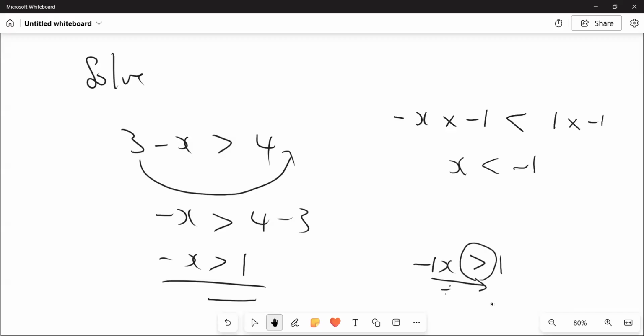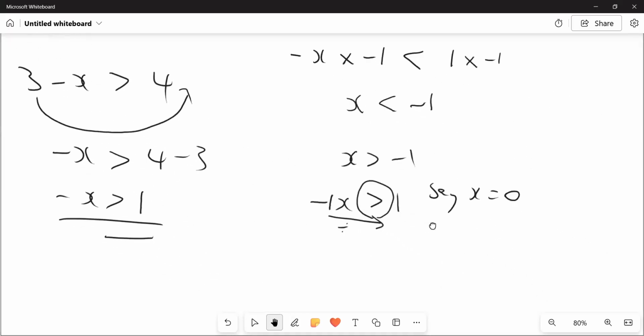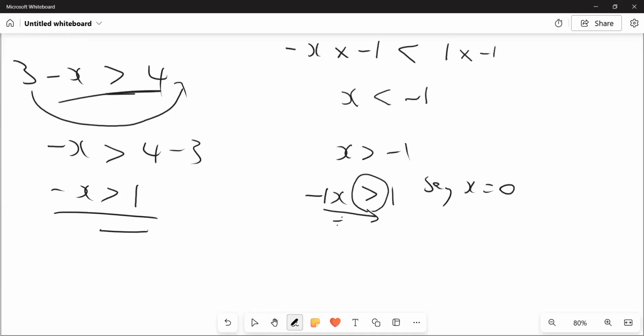And just to show you why you must reverse the inequality sign, let's say you didn't reverse it. So your answer will be x is greater than minus 1. If x is greater than minus 1, say x equals 0, and you put 0 into the original inequality, you get 3 minus 0 is greater than 4. That's saying 3 is greater than 4. That is not correct, you see?